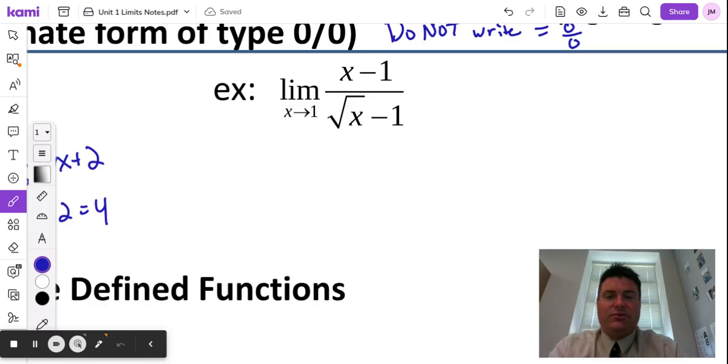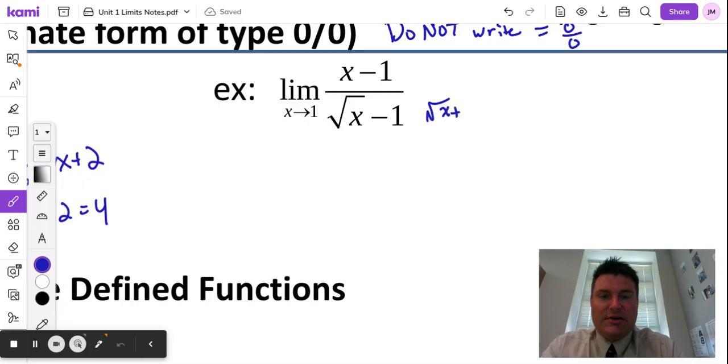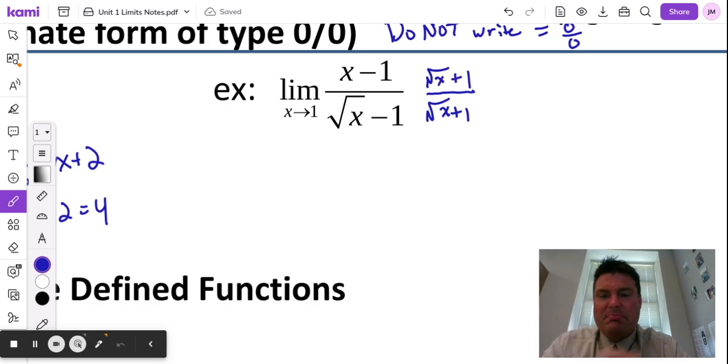So the conjugate is going to be square root of x plus 1. We just changed the sign between the square roots. It doesn't matter if it's the denominator or numerator. It doesn't matter if it's even 1 minus root x. We would just change the sign in between into positives.